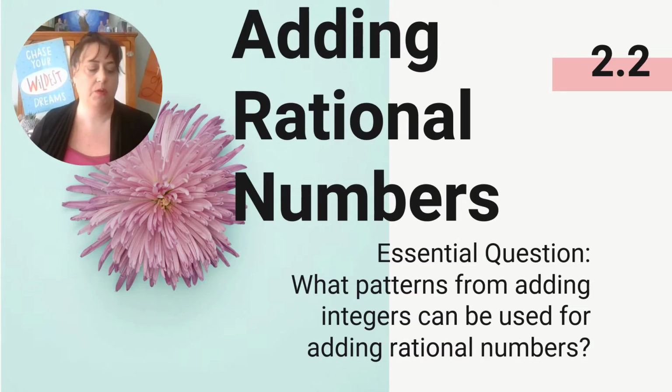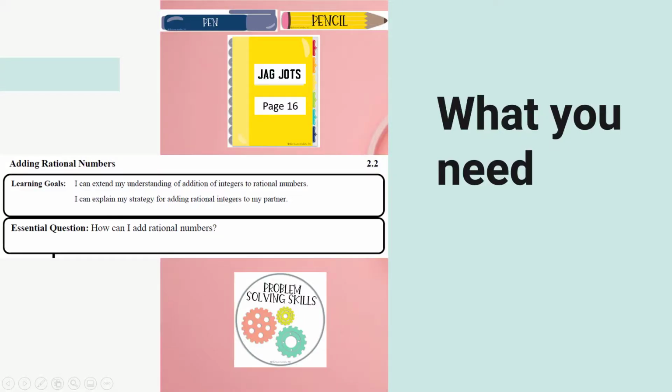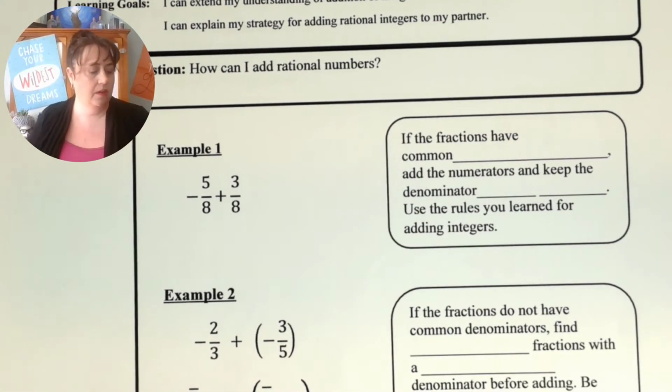Today we're going to be doing adding rational numbers, and we're going to be extending our patterns from adding integers to rational numbers. So what patterns from adding integers can be used for adding rational numbers? You are going to need something to write with, either a pen or a pencil. Your Jaguar jots on page 16 should say 2.2 at the top, adding rational numbers. And as always, your problem solving skills. So let's get right into this.